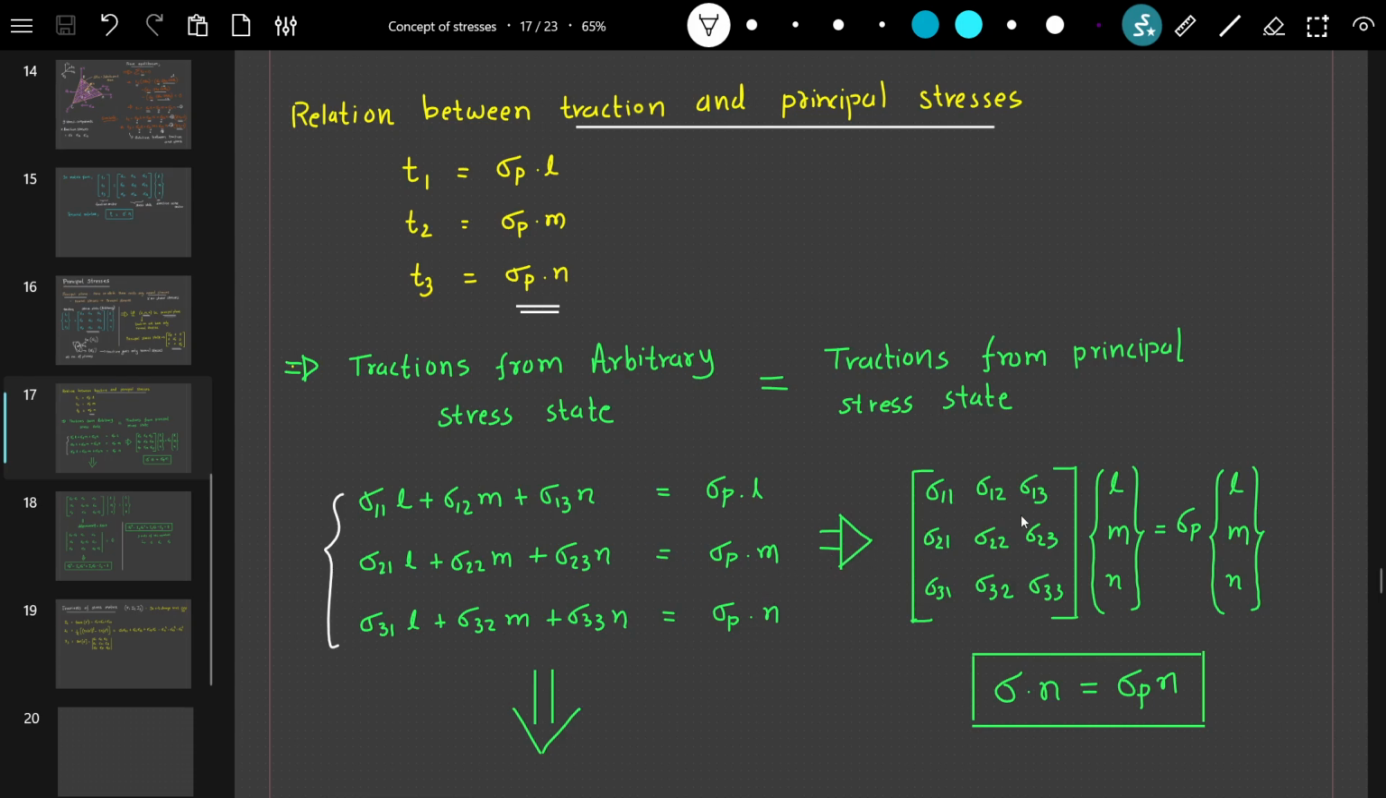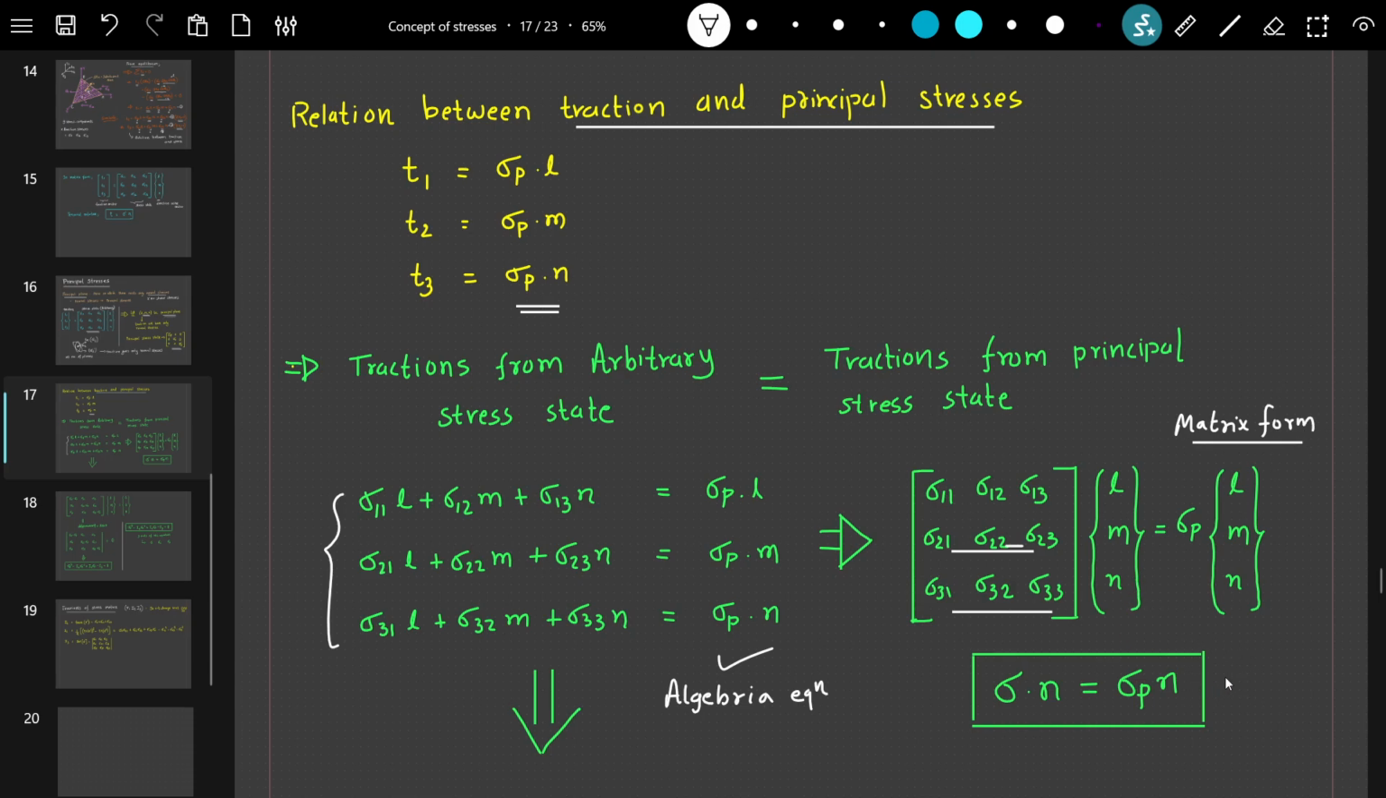So this one we can also write in matrix form. Okay, we know the matrix multiplication rule. This equation will be sigma p into L. Then this multiplied with this will be equal to sigma p M. Then this third row multiplied with this column will be sigma p N. Okay, so we get this. Both are the same. This is in algebraic equations, and this is in matrix form. Both are the same.